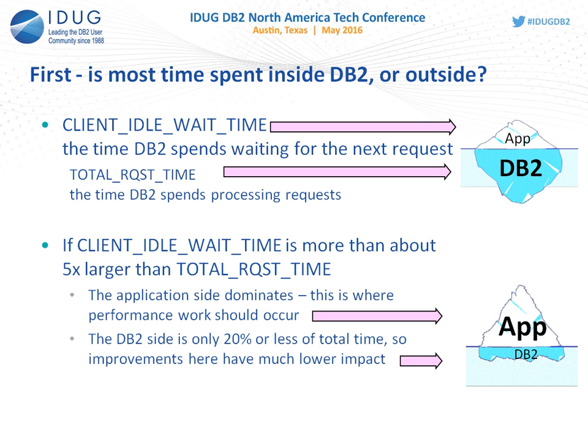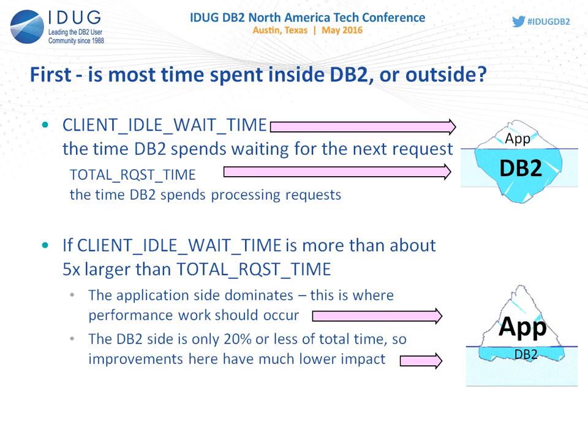Okay, the first thing I'd want to ask myself, if a performance problem was reported, is the problem inside DB2 or outside DB2? It's kind of like the iceberg question. Are we above the waterline? Client idle wait time is a metric that you can get. It reports the amount of time spent waiting for the next request. So that's the time above DB2. The time below the waterline is total request time.